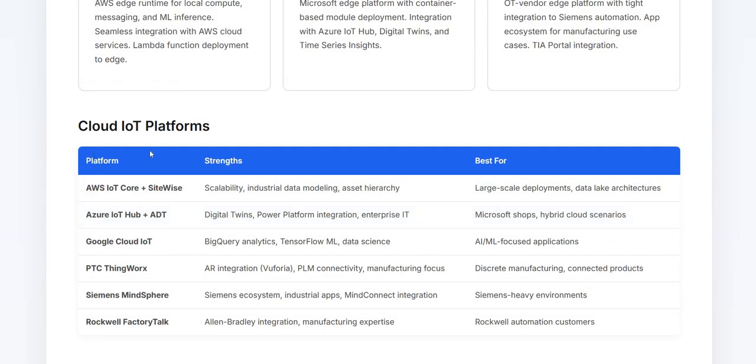And cloud IoT platforms, let's look at those parts. Some excel at asset modeling and large-scale data lakes, and others align closely with enterprise tools and digital modeling. Some prioritize data science workflows and learning pipelines. Others integrate with product lifecycle systems or automation vendor stacks. And selection usually follows organizational alignment rather than technical capability alone.